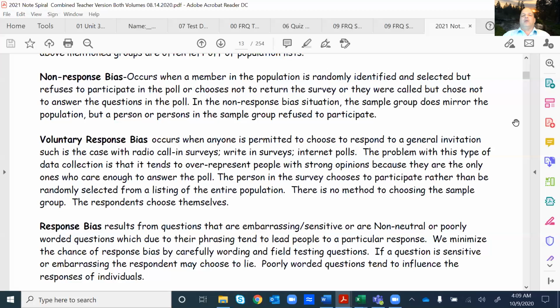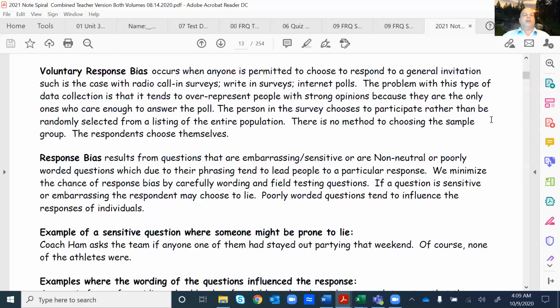Moving on, we have voluntary response bias, which is different than non-response bias. Remember, non-response bias, I was randomly selected to participate, but chose not to. Voluntary response bias, I wasn't randomly selected. There was a call-in to the radio as to what my favorite song is. There was on the website, it said, anyone who's on the website, please vote. There was a call-in on the TV show. What do you think about this? Please vote. Or when Mrs. Shelton got on the announcements and said, hey, please vote for our student.